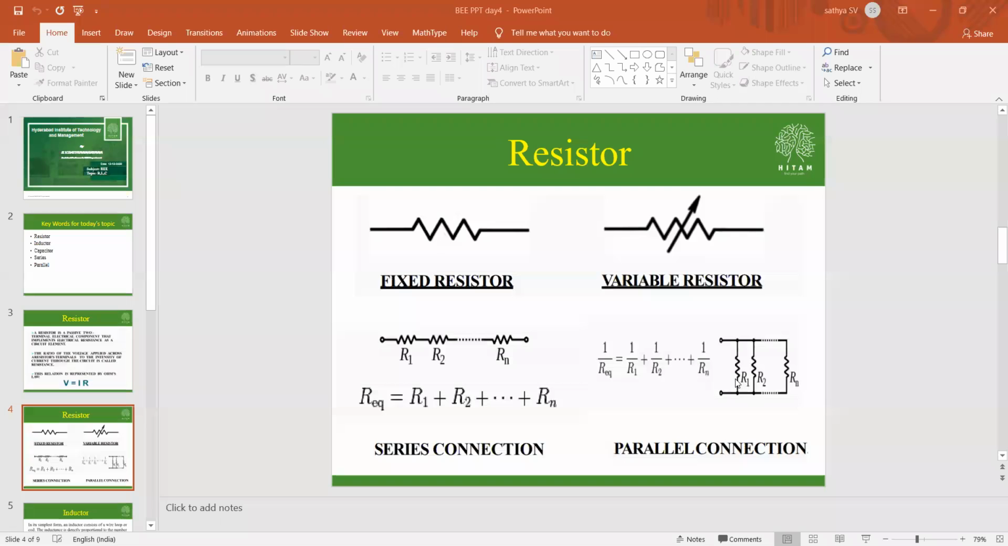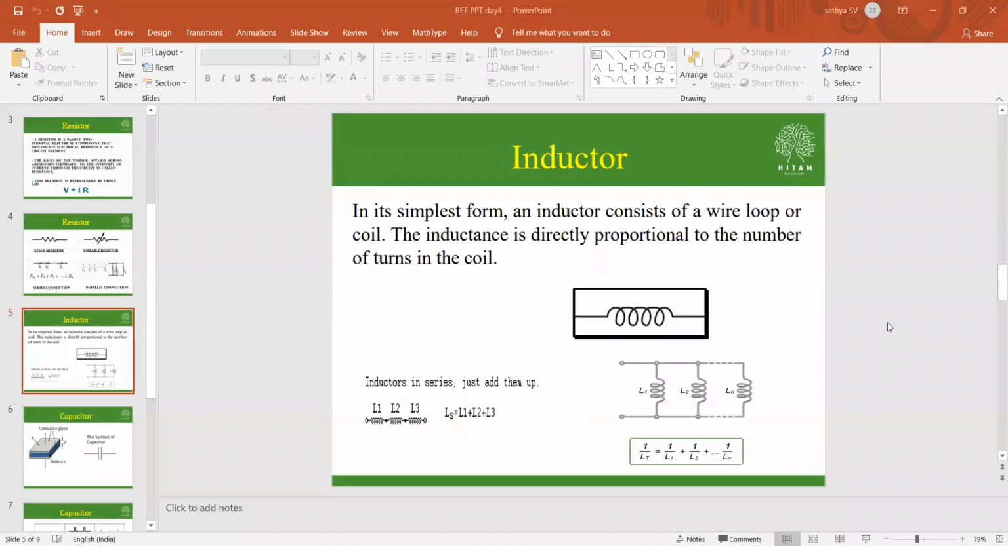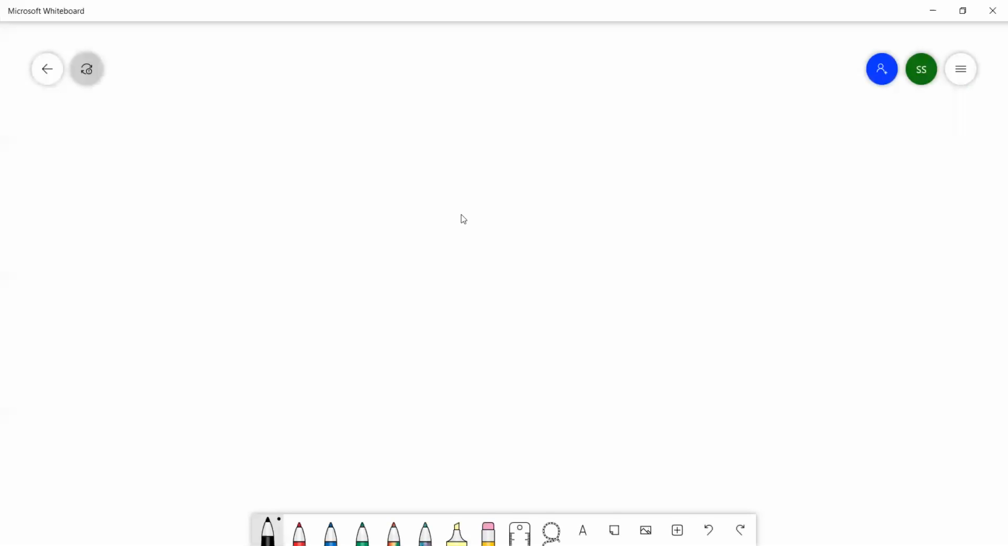When we move on, the next one is the inductor. I hope everyone knows this is the symbol of an inductor. That is just a twisting or turning of your coils, right? I will first explain inductance as physics, later I will move on to electrical. I will go to the whiteboard. So our next parameter is the inductor.